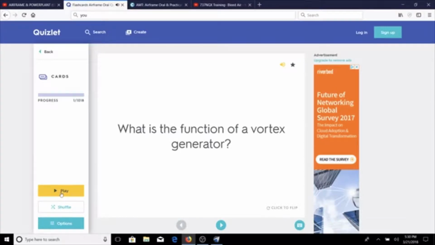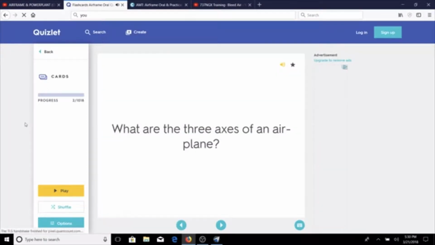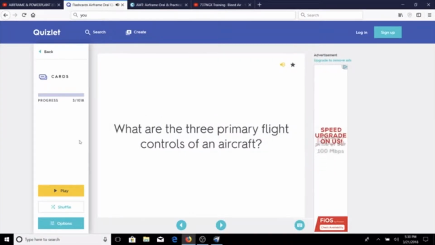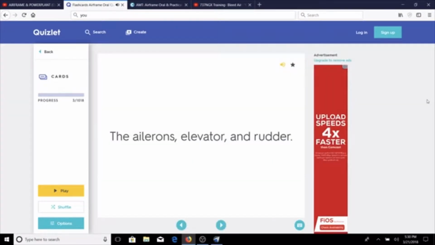Function of a vortex generator? It is designed to delay or prevent separation of the boundary layer. What are the three axes of an airplane? Longitudinal, lateral, and vertical. What are the three primary flight controls of an aircraft? The ailerons, elevator, and rudder.